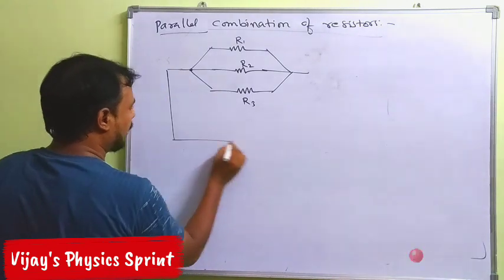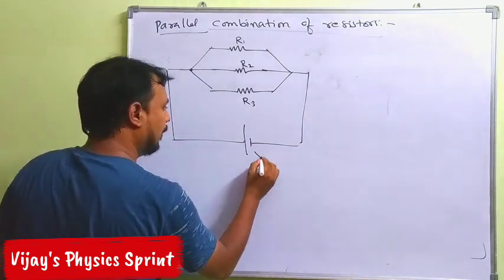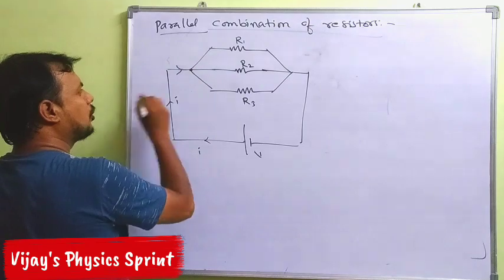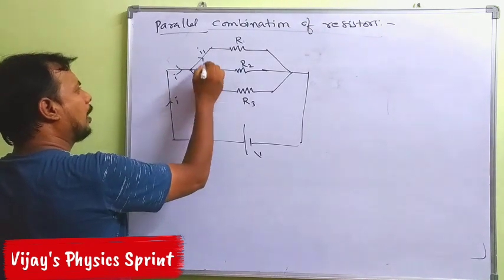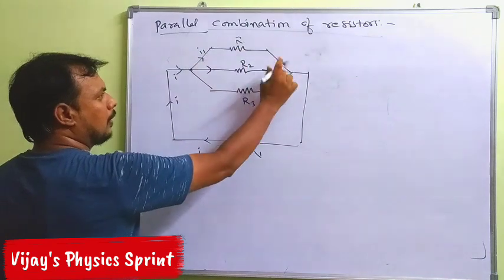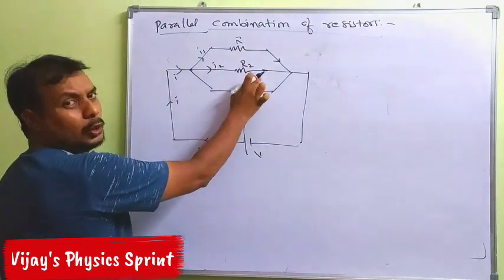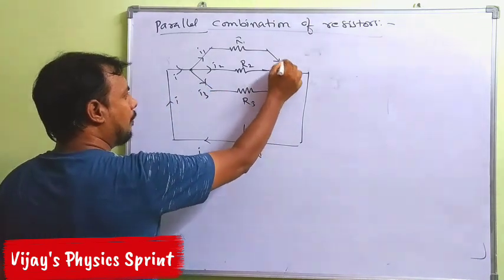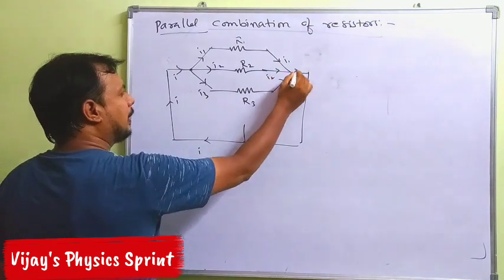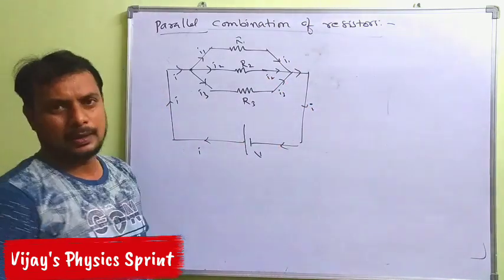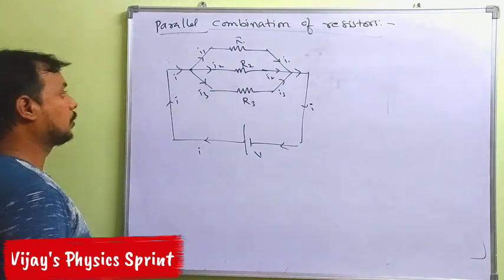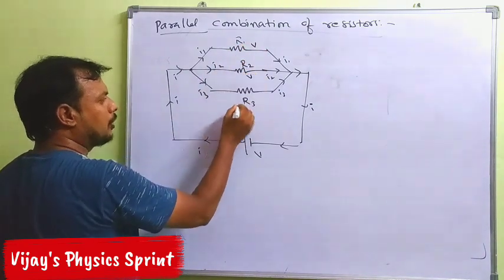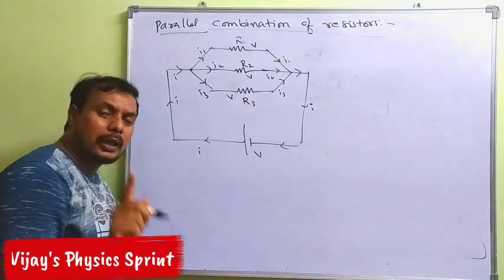So it is connected to a battery of EMF or voltage V. In the parallel combination, the current passing through the circuit is I. At this junction, the current splits into I1 passing through R1, I2 passing through R2, and I3 passing through R3. Again, at this junction, I1, I2, I3 combine and form current I. So here the potential drop across all resistors remains same. No change in potential drop across the resistors. Only current is going to be changed.